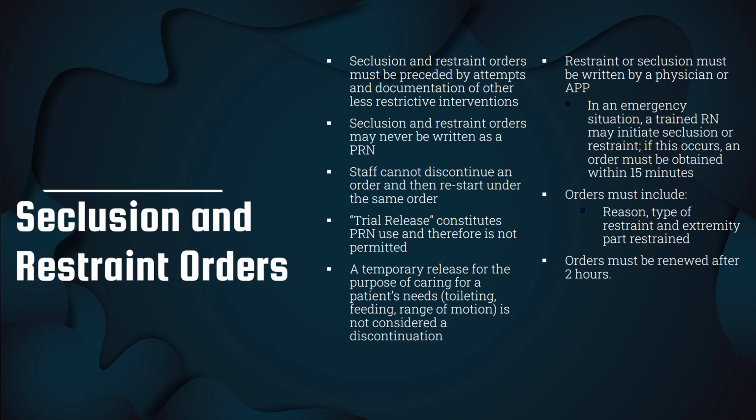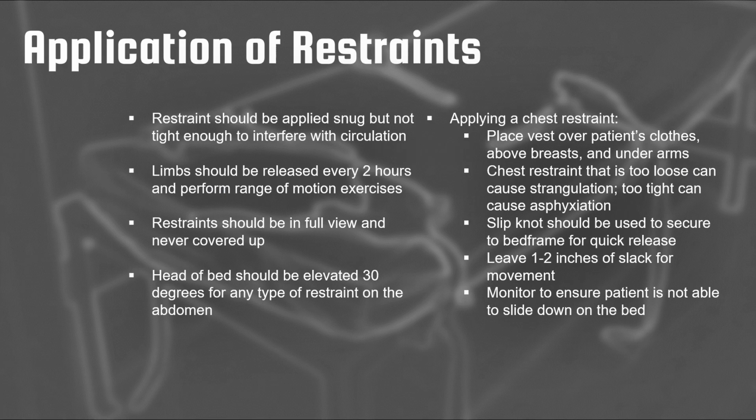If this occurs, the RN is responsible for notifying the provider and obtaining the order within 15 minutes. Orders written for seclusion and restraint must state the reason, the type of restraint, the body part being restrained. All orders expire after 2 hours and a new order must be obtained if seclusion or restraint use is required beyond that. If the use of restraints is needed in an emergency situation, the restraint strap should be snug but not tight enough to interfere with circulation.